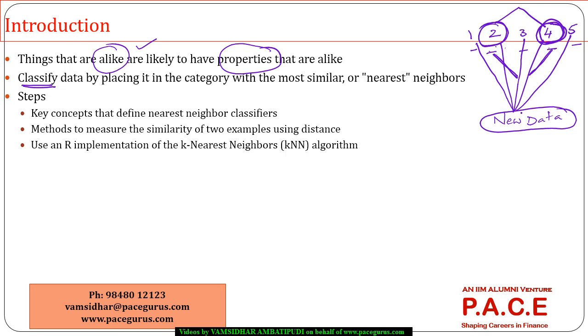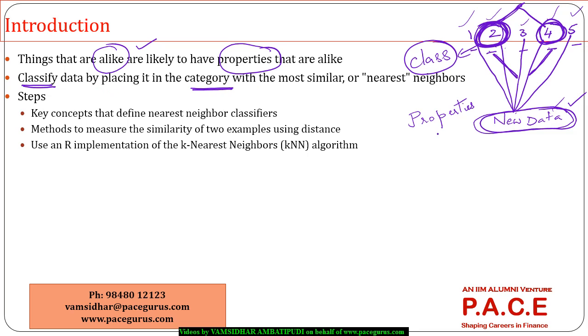So in short, if I have to understand, I will see with respect to the various properties of this new data or new record, I will try to see which one is the most similar or the nearest in various properties with respect to this new data. So let's say if this is the most similar one, then whatever is the classification of this particular record, I will try to assign it to this new record. So I'm doing the classification by placing it into a category.